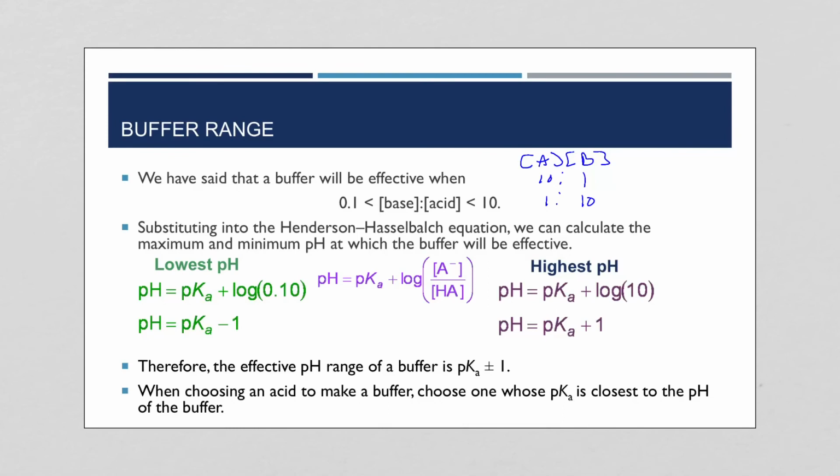So this is the idea that the effective pH range that can be maintained is the pKa of the weak acid of our buffer plus or minus 1, right? So if that weak acid has a pKa of 3, well then the effective buffering range is going to be between 2 and 4. Right? That's the idea. And so when choosing an acid system to create our buffer, we would want to choose one that has a pKa closest to the pH that we need to maintain with the buffer.